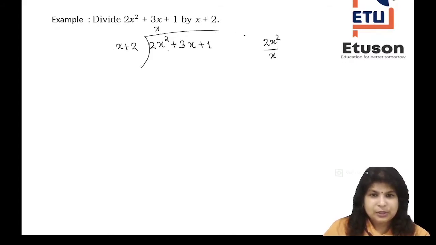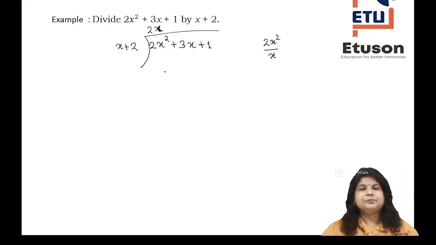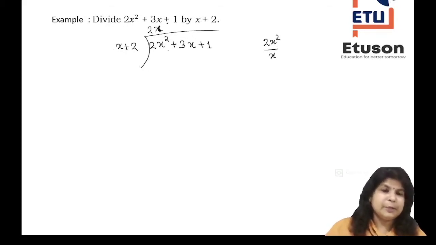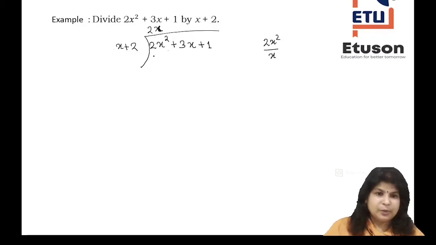So you will get 2x square divided by x, that is equal to 2x, correct? Now, if you multiply 2x into x plus 2, so you will get how much? So 2x into x is 2x square plus 2 into 2x is 4x.